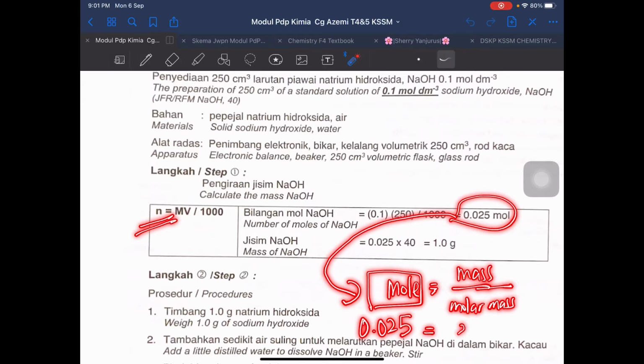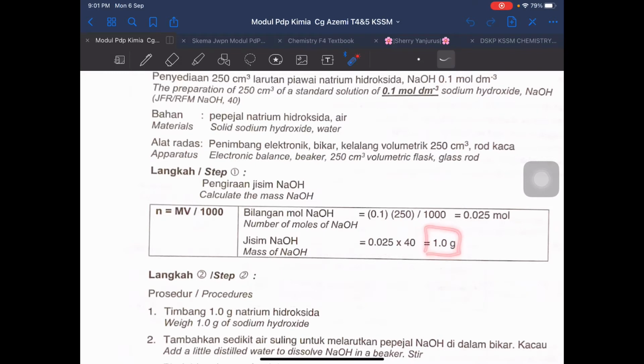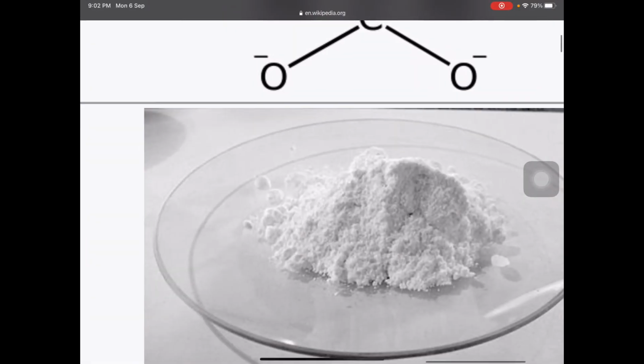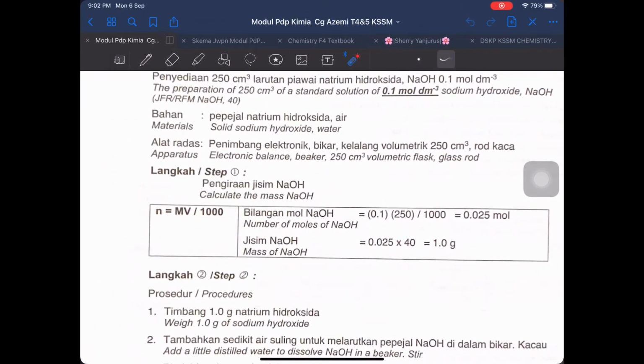What is the mass? That is the thing that you want to find. Mass of sodium hydroxide. Bahagi dengan molar mass. Molar mass, you understand already kan? Na berapa? 23 plus oxygen 16 plus H 1. Darab. Dapatlah x, iaitu 1.0 gram. So that's how you find the mass for the solid substance. Ingat, kamu punya bahan sekarang ni adalah dalam bentuk pepejal. So you need to find what is the mass needed untuk dicairkan dia, untuk disediakan.